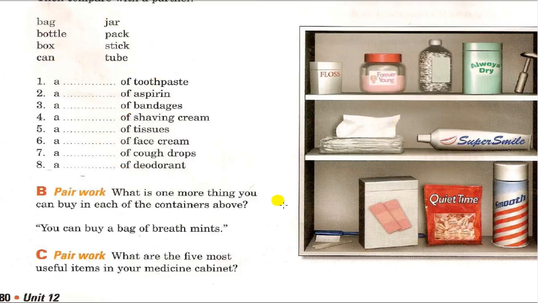Exercise 7A and exercise 7B. What are the 5 most useful items in your medicine cabinet? That's the end of the first part of unit number 11.